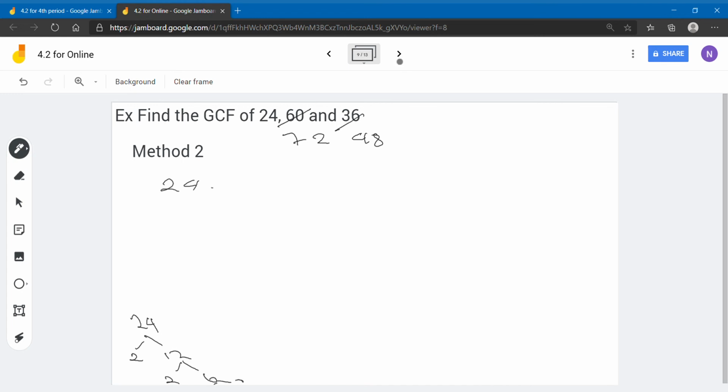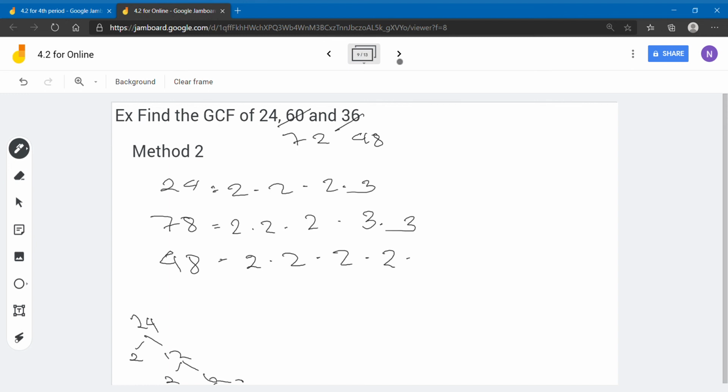So 24 is 2 times 2 times 2 times 3. 72 is, if we do this correctly, you're going to have 2 times 2 times 2 times 3 times 3. And 48 is 2 times 2 times 2 times 2 times 3.